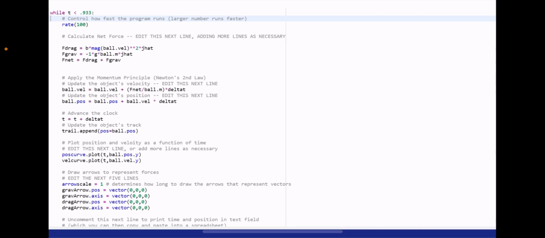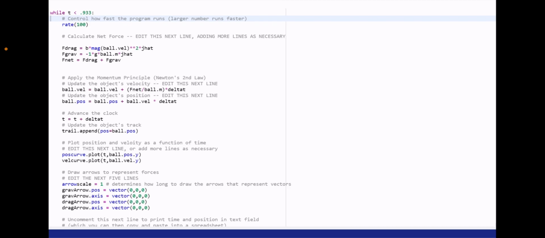Now this is a little harder to see, but we said while t is less than 0.933 seconds, that is because it hit the ground at 0.933 seconds. We have our F drag, which is the drag force. We already told you about that. The drag acceleration equals F drag divided by m. I should have put an m there, my bad.